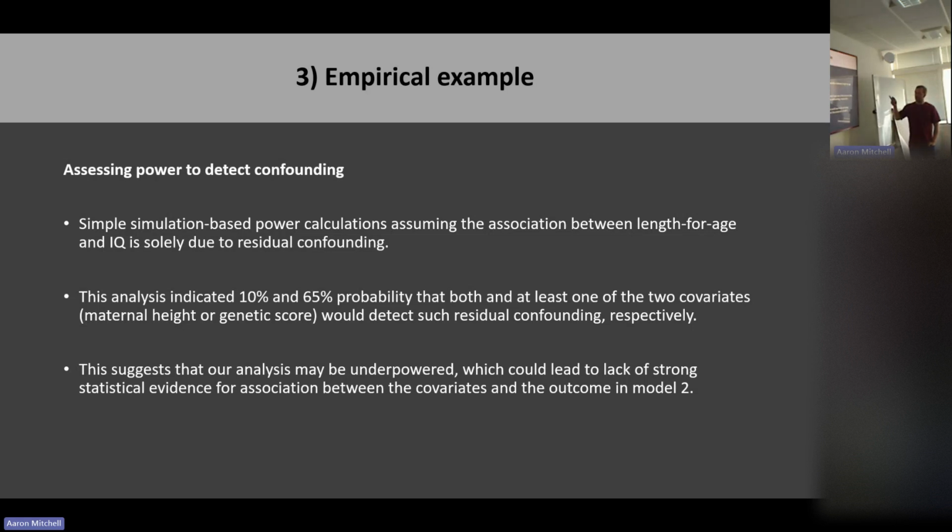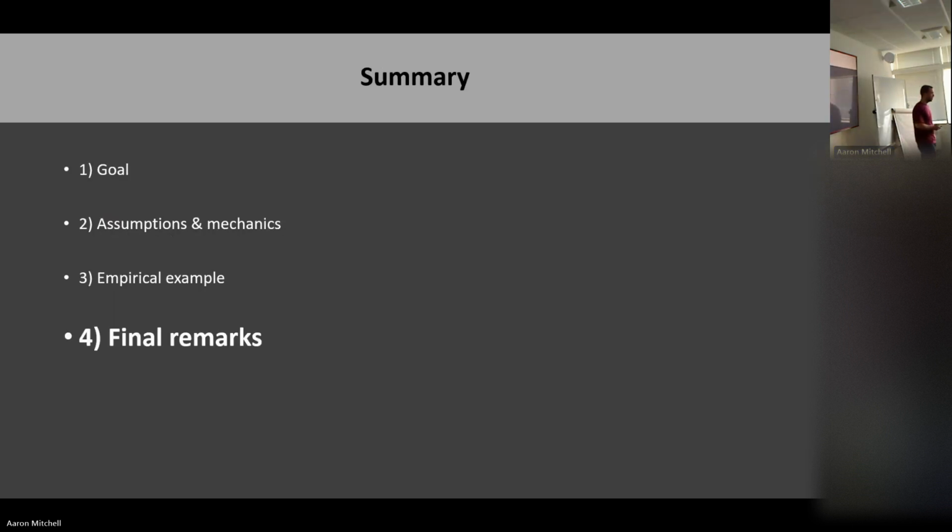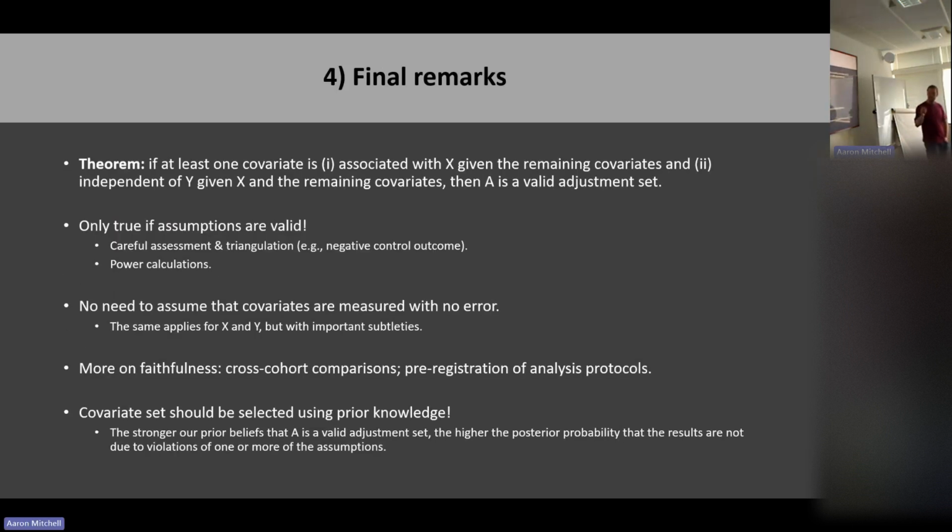And when we did the power calculations for this particular example, we had 10% and 65% probability that both covariates, or at least one of them, will detect such residual confounding, so we're actually underpowered. So it could be the case that there is still unmeasured confounding, but we just weren't powered enough to detect it. So you also want to look at your power. Otherwise, studies with small samples are going to be more likely to have no indication of confounding just because of power. Good. So I think this is the last slide.